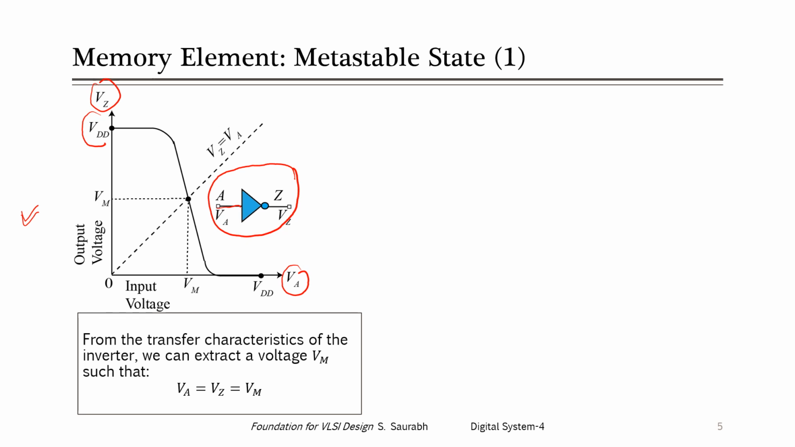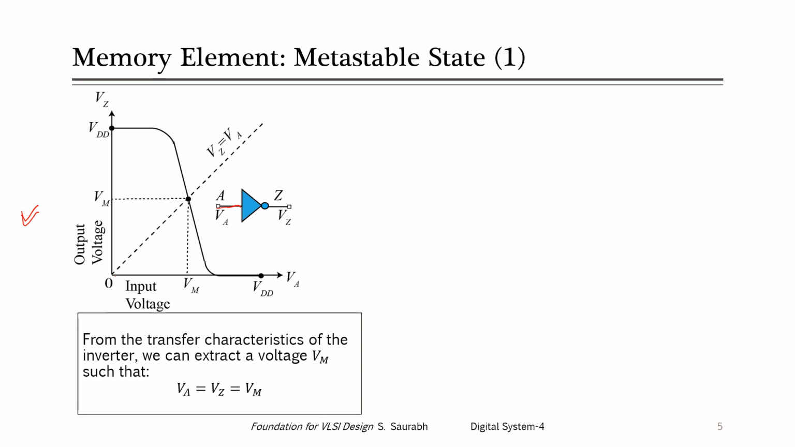Whenever the input is less than some threshold, the output is VDD. And whenever the input has a high voltage, or logic 1, the output will be close to 0 volts. This is the characteristic, and in the intermediate region there will be a sharp transition from 1 to 0. This is how the transfer characteristic of an inverter will look.